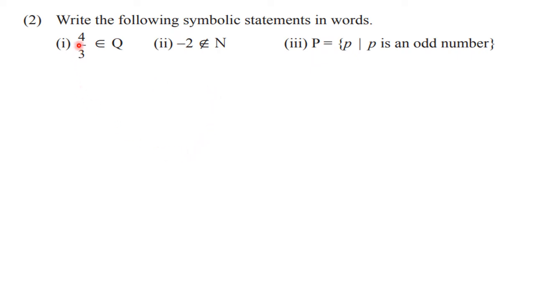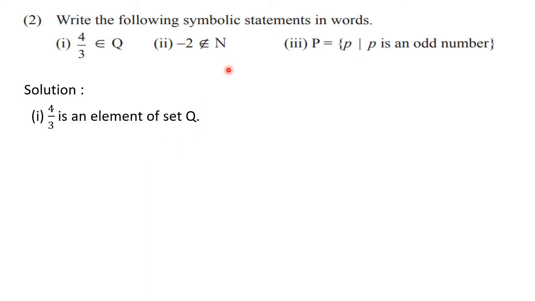So first one, see, 4/3. This stands for what? Belongs to set Q. Or simply you can write belongs to Q. So the first statement you can write down 4/3 belongs to set Q, or you can write 4/3 is an element of set Q. You can write belongs to, or you can write is an element of. So you can write this in two different forms.